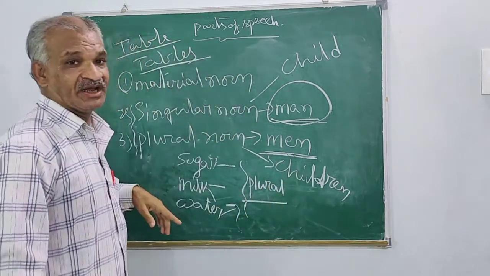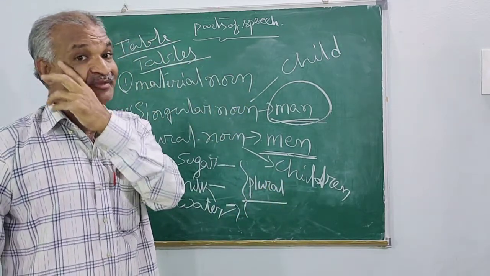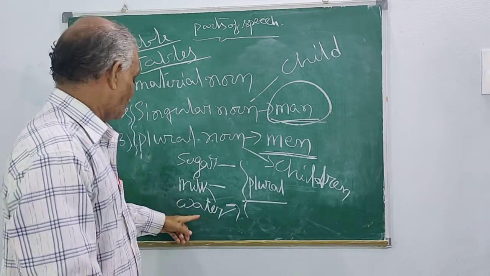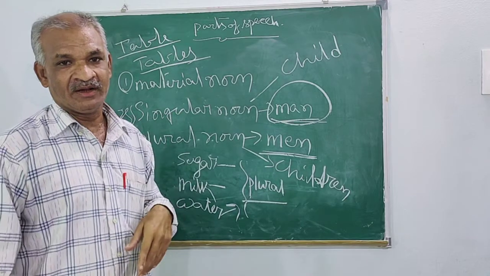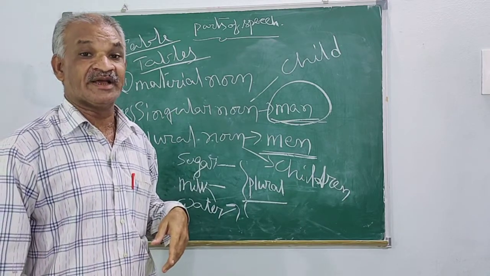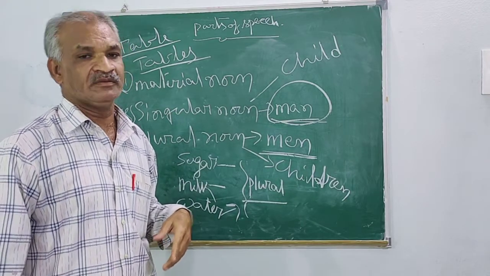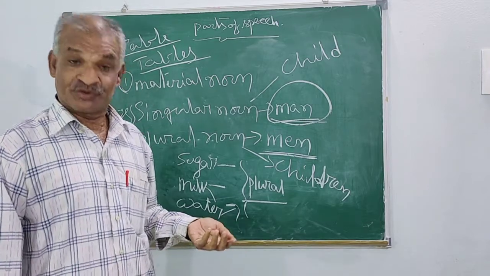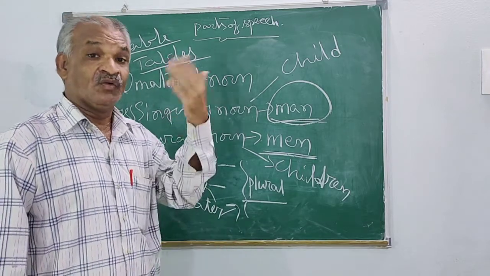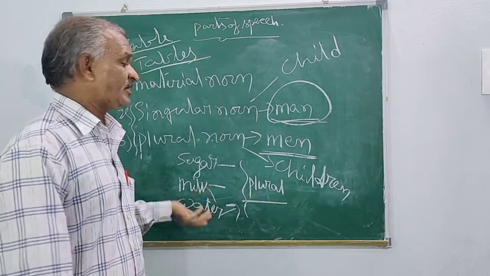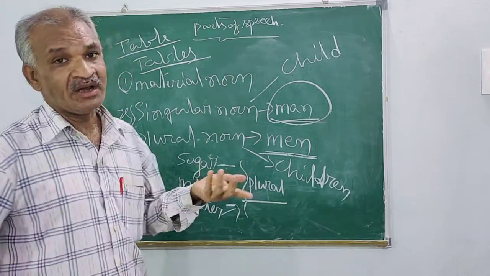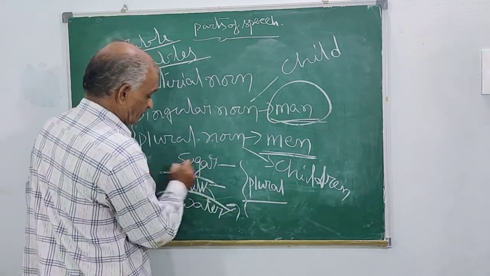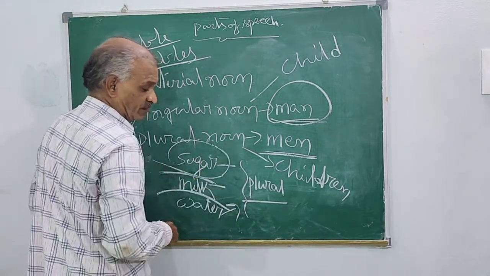Here you may get a doubt: sir, if water is plural, then why can't we call it a material noun, an uncountable noun? Yes, it is uncountable. Water is uncountable. We cannot count it. So we can say that water is uncountable and water is also called a plural noun. It is always plural. Milk is always plural. Sugar is always plural. Clear?